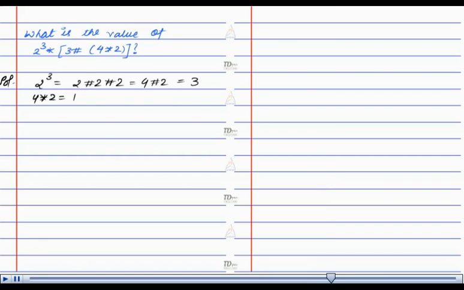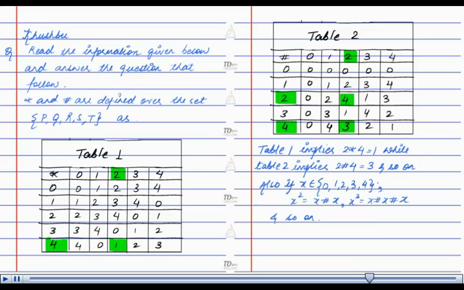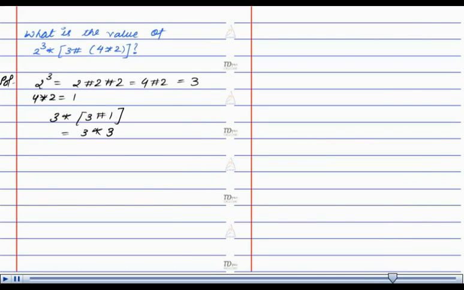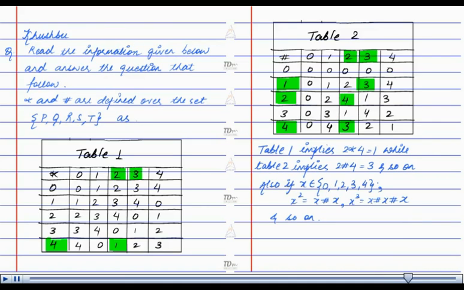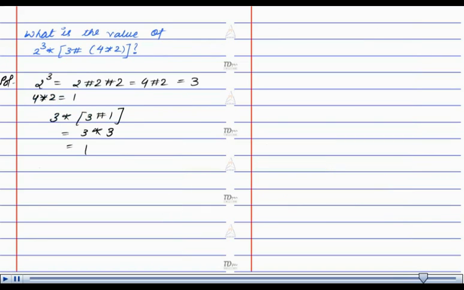So the expression actually becomes 3 star 3 hash 1, that is 3 star 3 hash 1 can be seen from the table as 3. So the expression becomes 3 star 3, which again from the table can be seen to be 1. So the required answer is 1. This is the required solution.